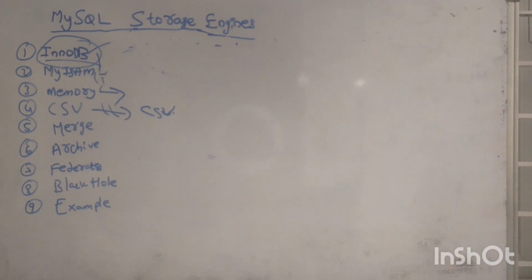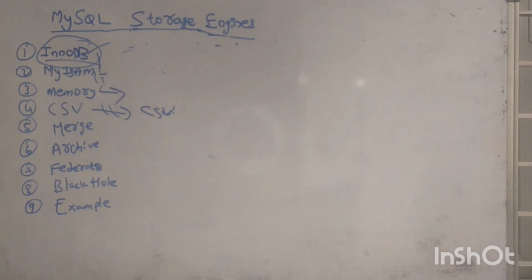Next, coming to the federated storage engine. This offers the ability for separate MySQL servers to create a logical database from physical servers. In this storage engine, queries on the local server are automatically executed on remote tables. No data is stored locally in this storage engine, but it is good for distributed database environments.